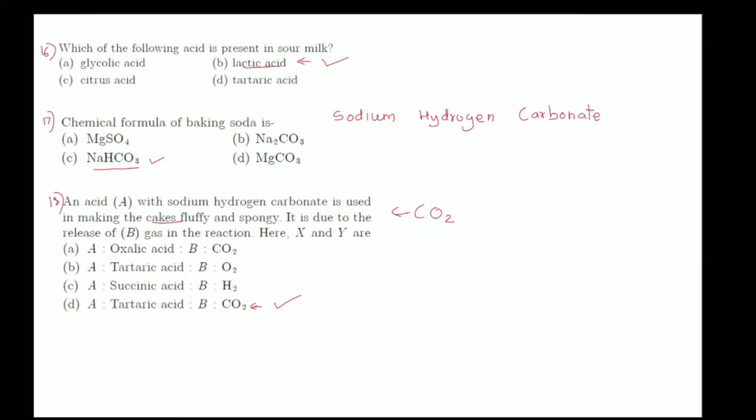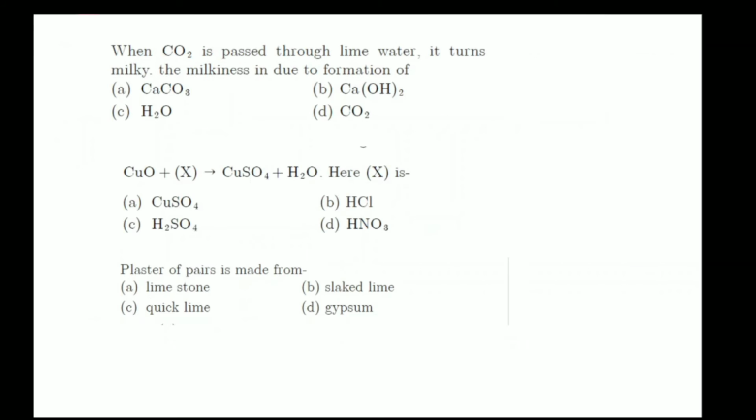Let us move on to the next set of questions. Question number 19. When carbon dioxide is passed through lime water, it turns milky. The milkiness is due to formation of calcium carbonate, calcium hydroxide, water, or carbon dioxide.